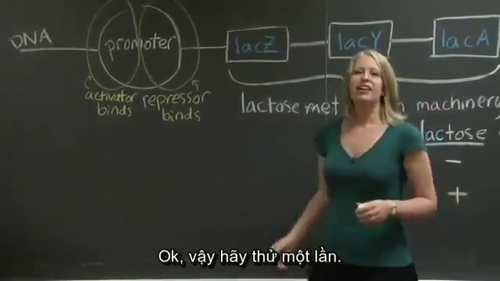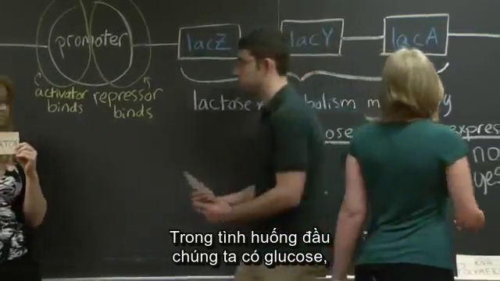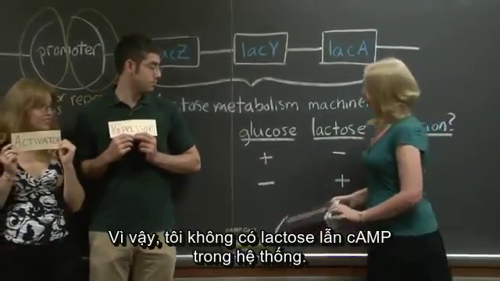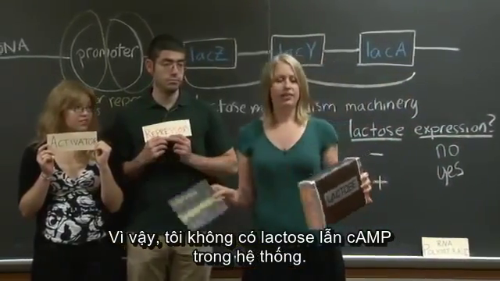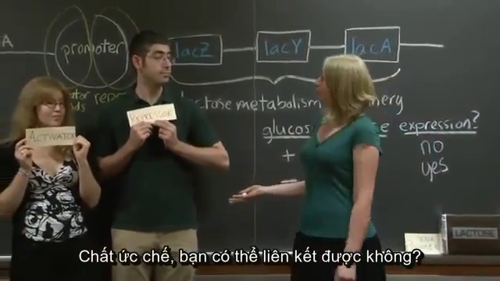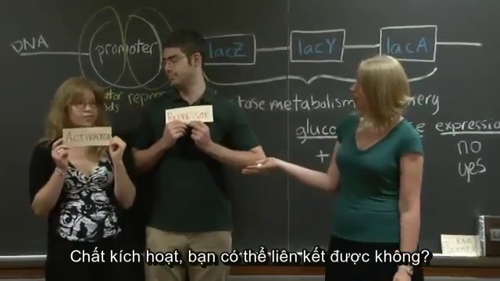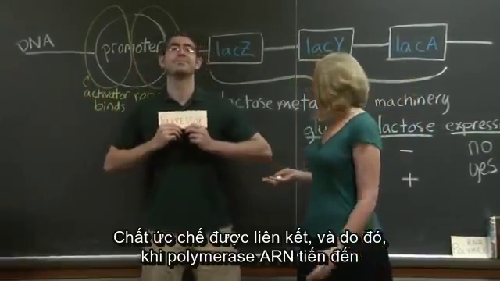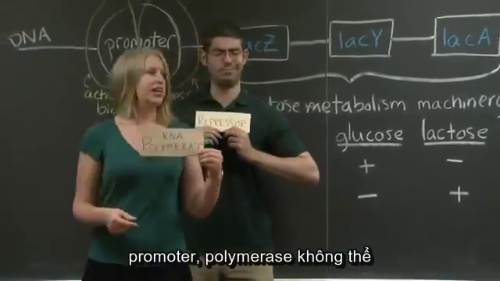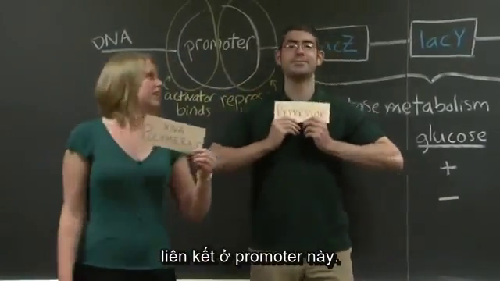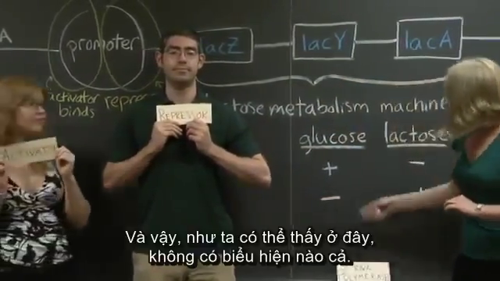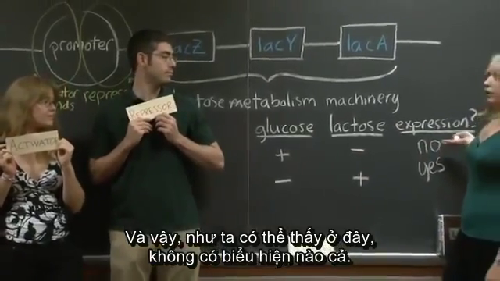Okay, so let's give it a try. In this first situation, we have glucose, we don't have lactose. So I have neither my lactose nor my cAMP in the system. Repressor, can you bind? The repressor is bound. Activator, can you bind? No, the activator is not bound. The repressor is bound. And so when RNA polymerase comes to the promoter, RNA polymerase is not able to bind at this promoter. And thus, it's not able to express these genes. Okay, and so, as we can see here, there is no expression.